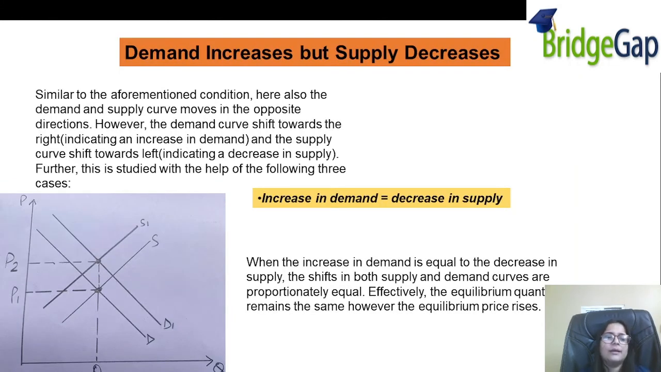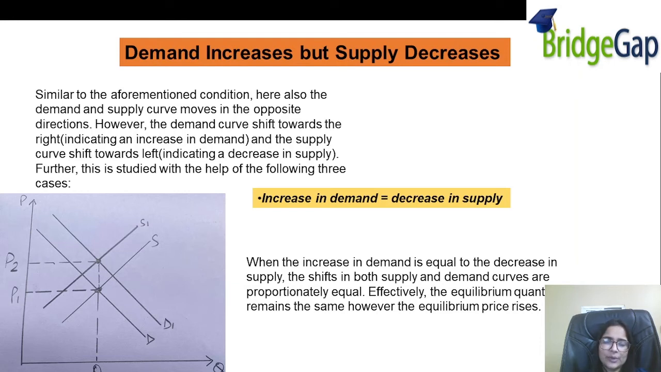Now, when the demand increases but supply decreases, this is the fourth situation. Again, it will further be three cases which will help us to study these things in a much easier way. Similar to the aforementioned condition, here also the demand and supply curves move in opposite directions, but the demand curve shifts towards the right, which indicates an increase in demand, and the supply curve will be shifting towards the left, which will indicate the decrease in supply. So let us study them.